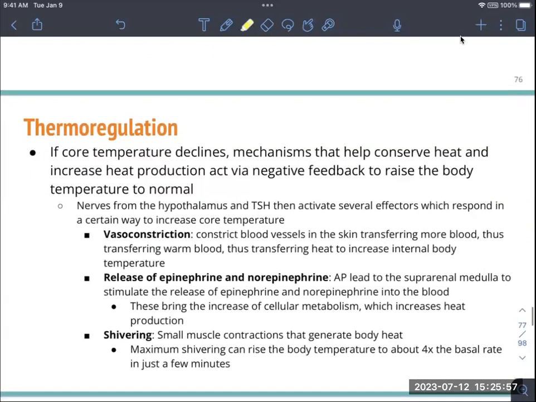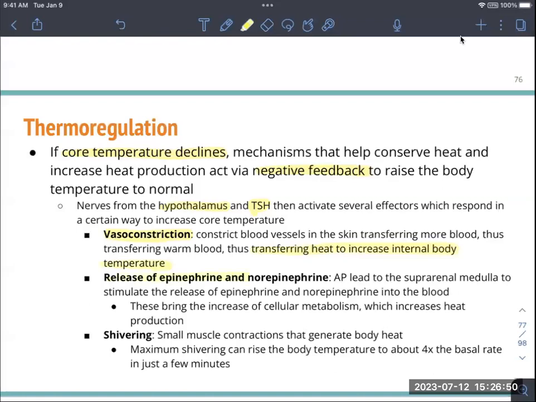If your core temperature declines, if your body temperature goes down too far, we have different ways to try to conserve heat and keep some warmth within your body. Again, it is a negative feedback that causes this to happen. We have nerves that come from the hypothalamus, and thyroid stimulating hormone gets sent out to different cells, and it works to vasoconstrict blood vessels. We take the blood that is going to the skin and transfer it to the internal body, to your core organs and vital organs, to keep them functioning well.